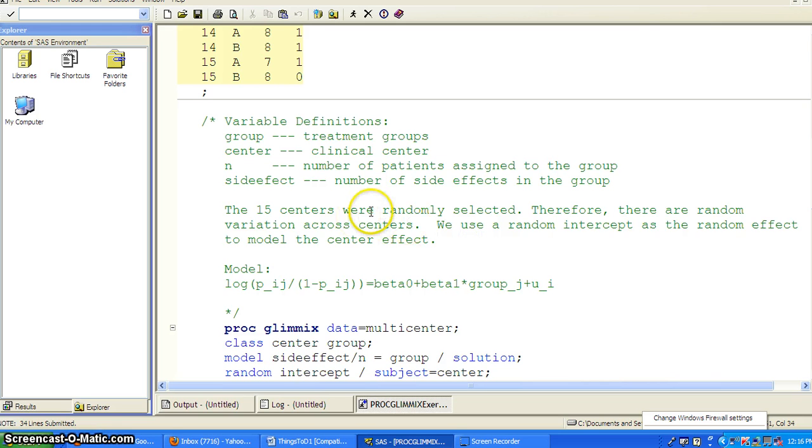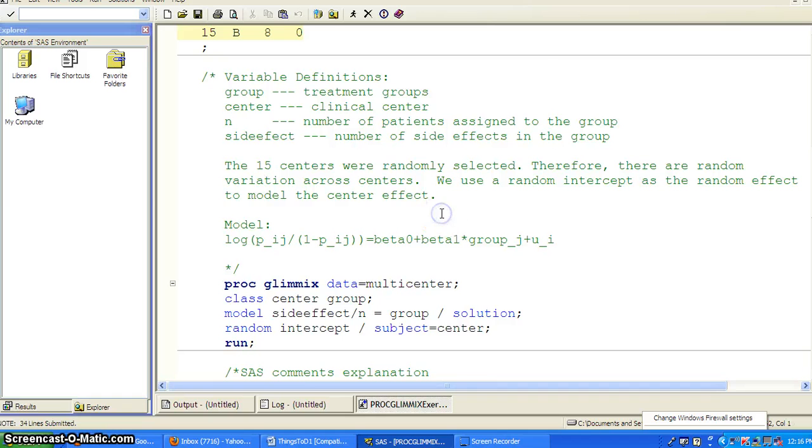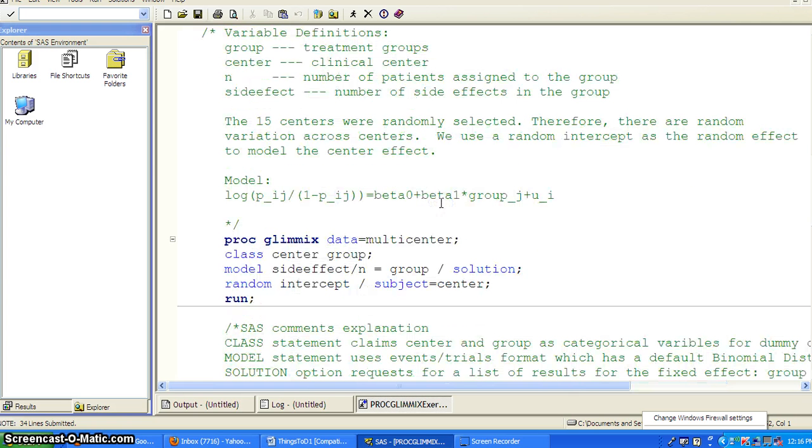So here we had a population of centers, and we randomly drew 15 centers from that. So that is, we want to generalize our analysis results using the current sample to that population of different centers. So we can expect there is random variation across centers. So we need to take that into account.